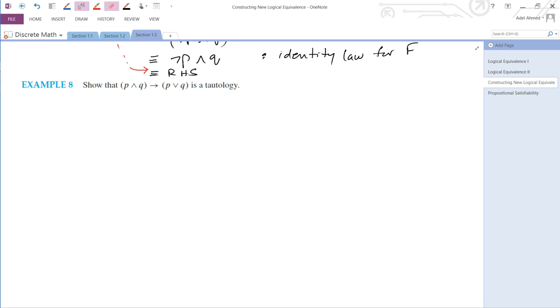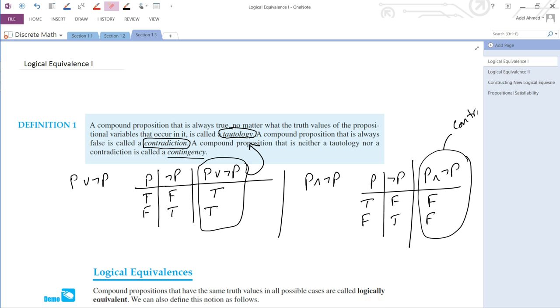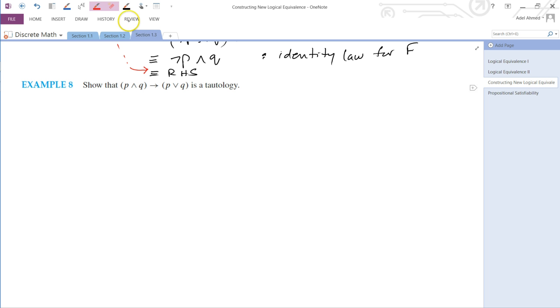This example says, show that P and Q implies P or Q is a tautology. Now, if you recall, let me take you to the definition. The first definition we've taken in this video series is the definition of tautology. A tautology means that the compound proposition is always true no matter what the values are. So I can rewrite this question by saying that the question is asking me to show that P and Q implies P or Q is always true.